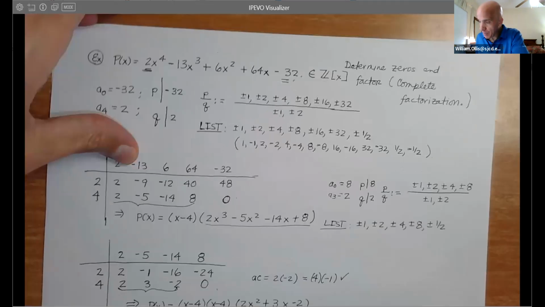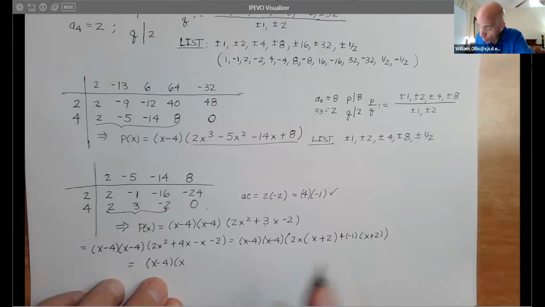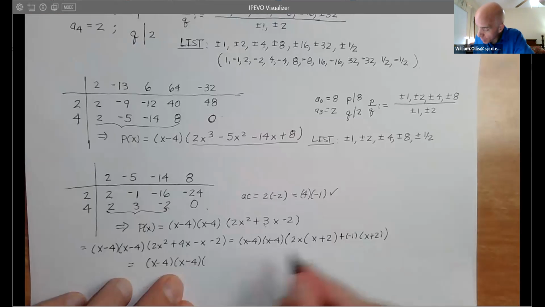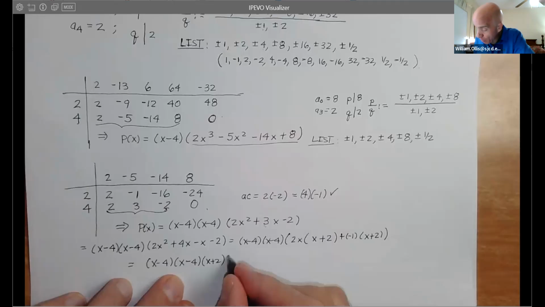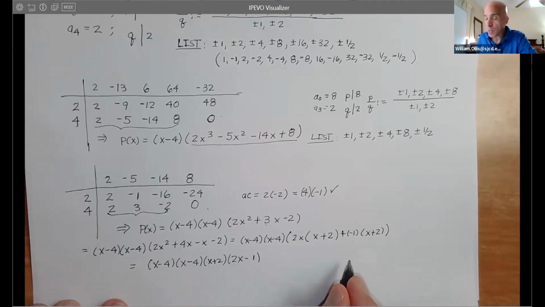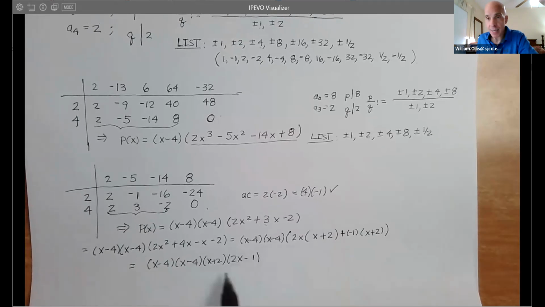Let me move this up a little bit. x minus 4. And then we get x plus 2 times 2x minus 1. Now, WebAssign doesn't care how you write your factorizations. Normally, they might say, well, I would like you to write it as an integer factorization. You could stop there. But that kind of defeats the purpose.